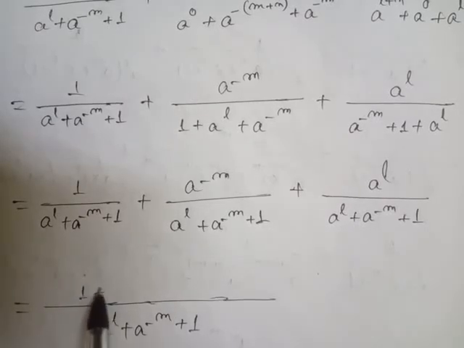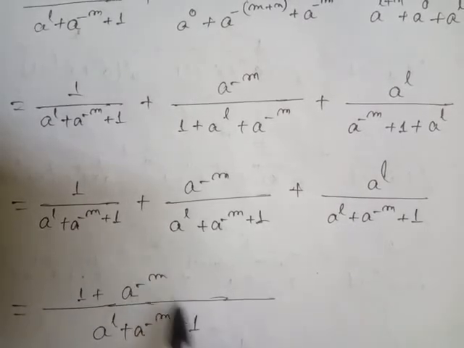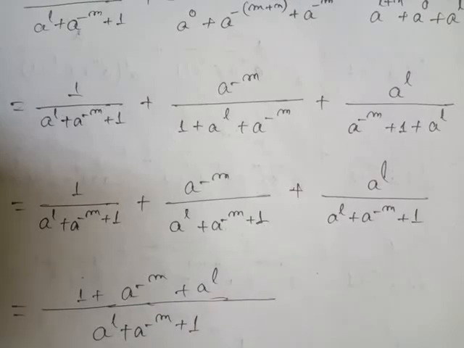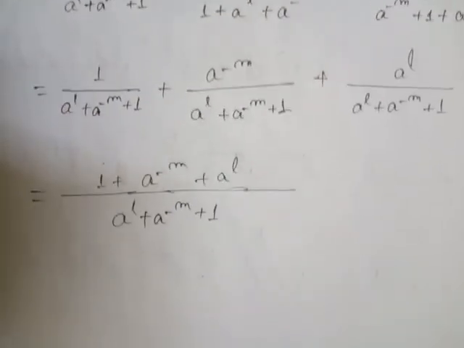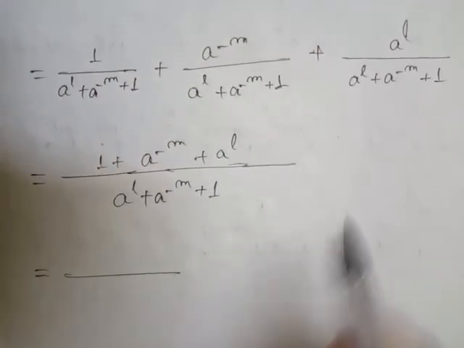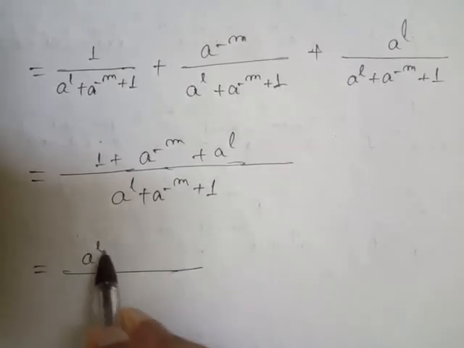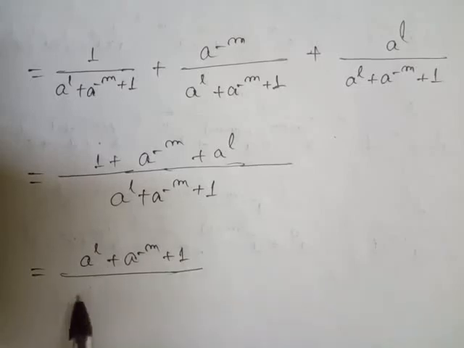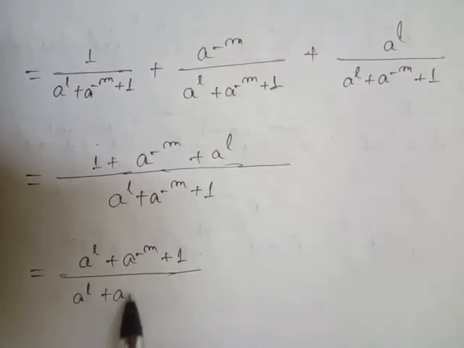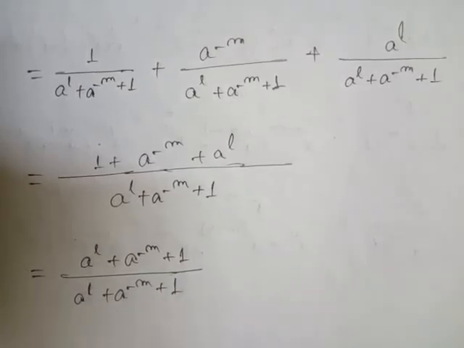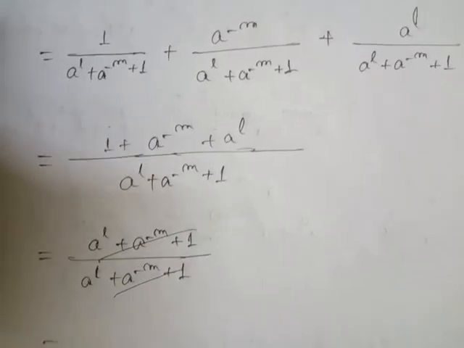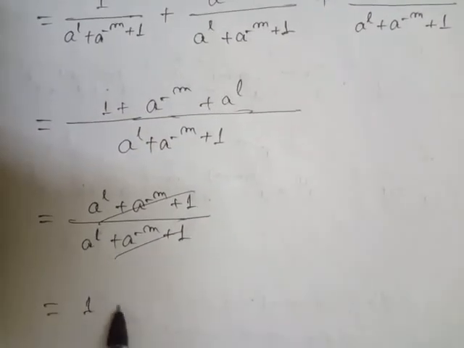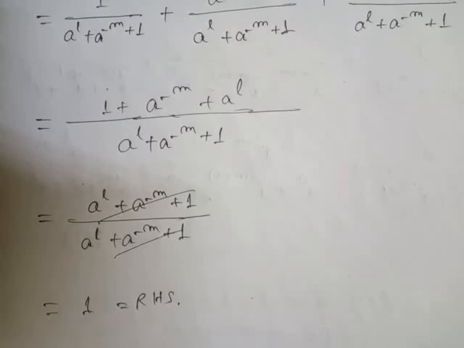So here 1 plus a to the power minus m plus a to the power L. Now in the last line we'll write a to the power L plus a to the power minus m plus 1, and the denominator is also a to the power L plus a to the power minus m plus 1. Now cancel these two, the answer is 1, which is our RHS, right hand side.